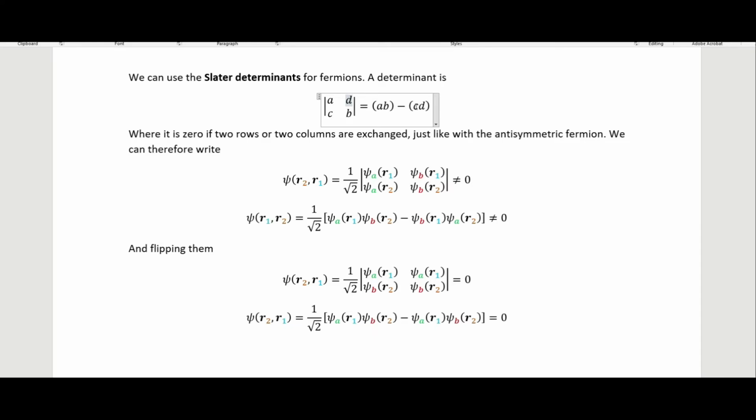So these things commute, so it doesn't really matter, but just because this is the way that I'm actually using it down here, I will make that switch, but it doesn't matter up here at all. But once we get down here, well, I've changed it, so I'll just be using it that way. So where does it give 0? If two rows or two columns are exchanged, just like with the anti-symmetric fermion.